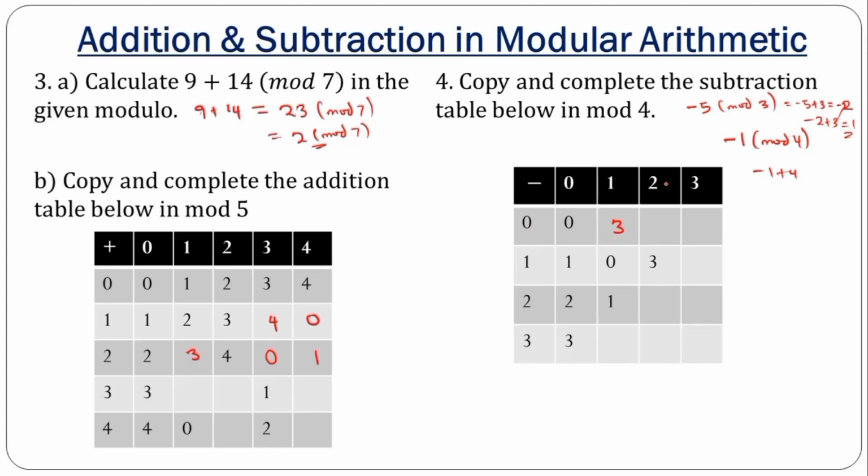0 minus 2 is minus 2. If I add 5 to it, I will get positive 3. Now 0 minus 3 is minus 3. I will add 5, I will get 2. And here 1 minus 3 is minus 2, so I'll get 3. 2 minus 2 is 0, so I'll write 0. 2 minus 3 is minus 1. If I add 5, I'll get 4. And then I will allow you to fill up these other 3 spaces. So that's how to handle subtraction.